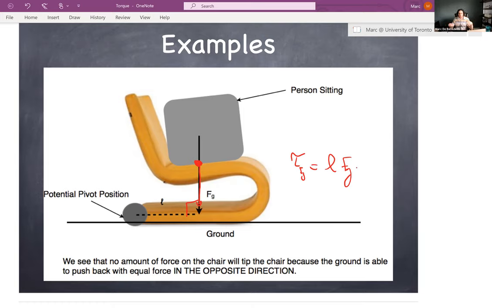Well, light person, heavy person, medium person, it doesn't matter. For any amount of force that I push down on this chair here, it is properly supported by the ground, and there will be a normal force pointing upwards to properly counteract the torque due to the force of gravity. So this actually perfectly counteracts the torque due to the force of gravity. So the net torque is zero, which means there'll be no rotation.